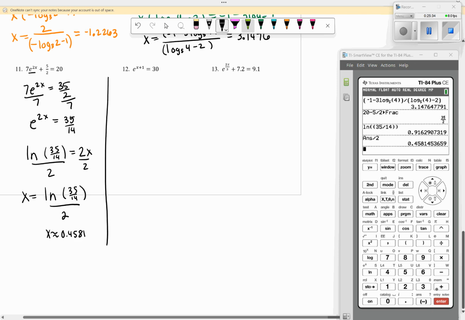So again, same idea for question 12. Isolate the exponential expression, already done. Rewrite it in natural log form. So natural log of 30 equals x plus 1. And then so x would be equal to the natural log of 30 minus that 1.